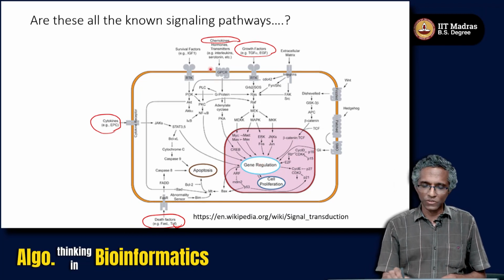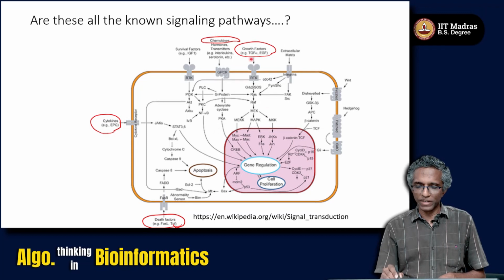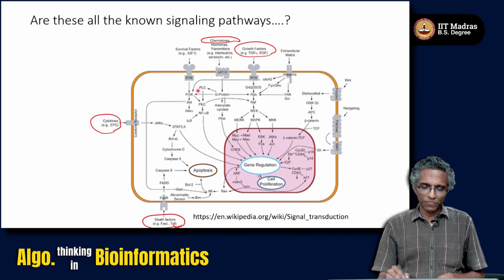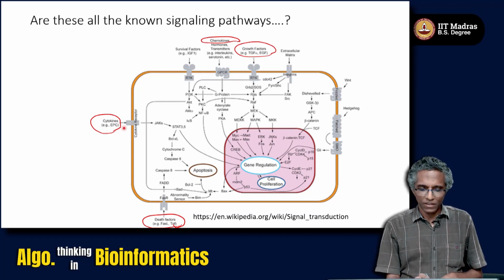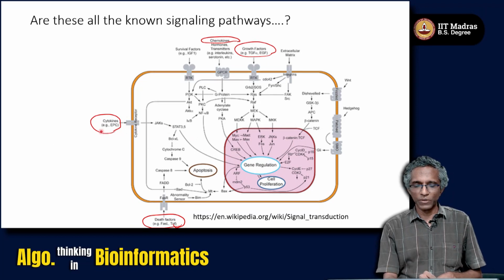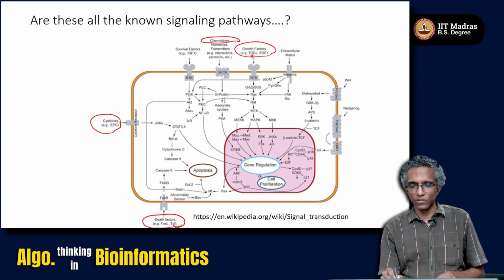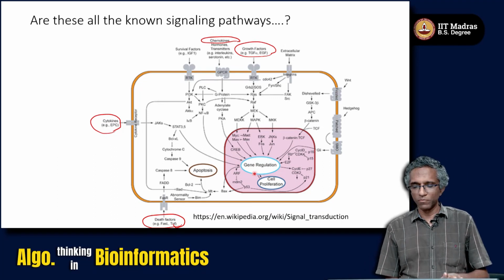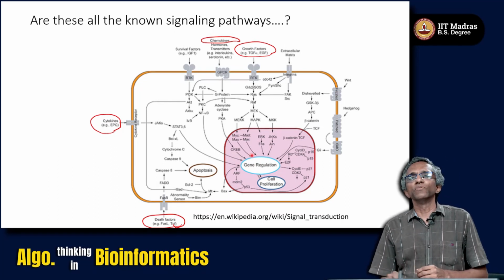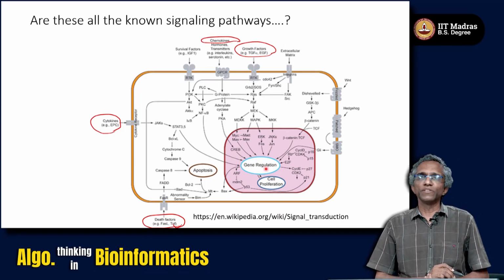Okay. So, this is your cell membrane, this is your nuclear membrane, and you can see that many of them have these different ways in which the exterior information on cytokines or chemokines or growth factors or death factors, all of them are going in and converging in different parts of the interior of the cell.